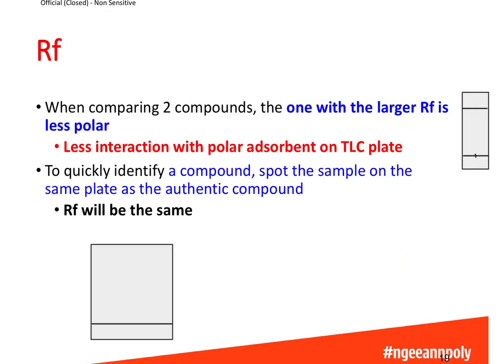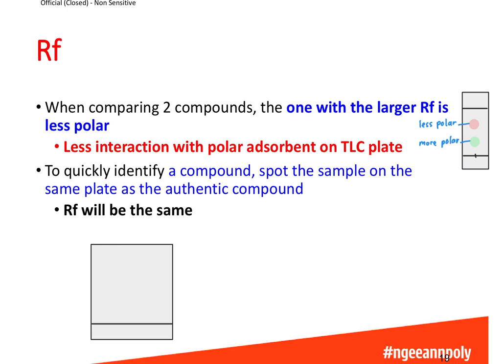We can use TLC to separate a mixture of compounds, and as we have seen earlier, the compounds will form different spots on the TLC plates. So let's say we see two compounds on the TLC plate. The one with the larger RF is less polar, and the one with the smaller RF is more polar. This is because the stationary phase for TLC is usually polar, so the polar compounds would interact more with the stationary phase and therefore travel at a slower rate.